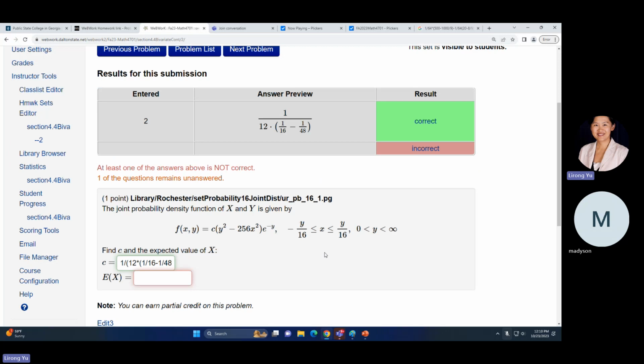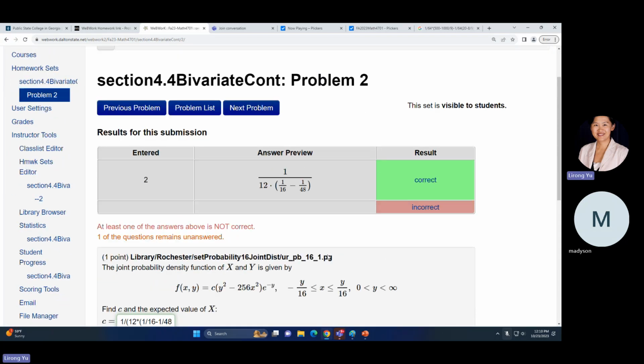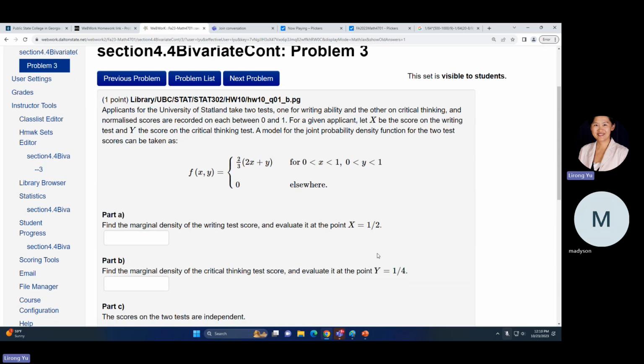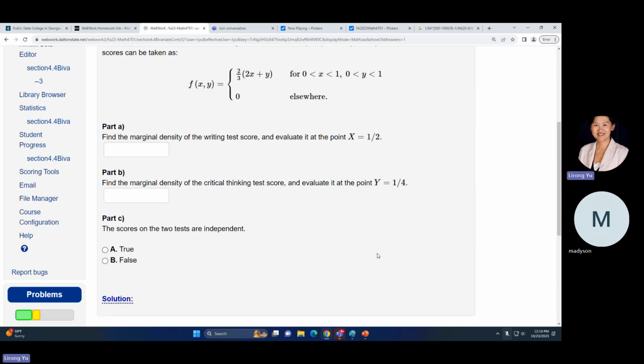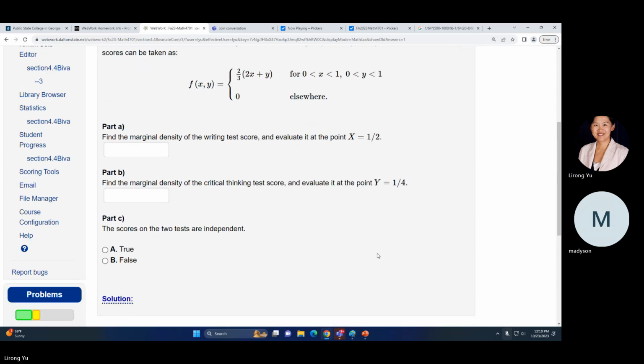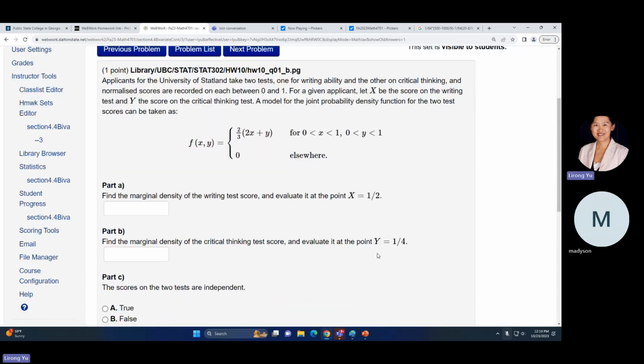This is the third problem, number 2. Basically, chapter 4 has a more complex type of question that we have to work on. The third question has a given joint density. We are calculating the marginal density and evaluating it at the point x equal to 1/2.